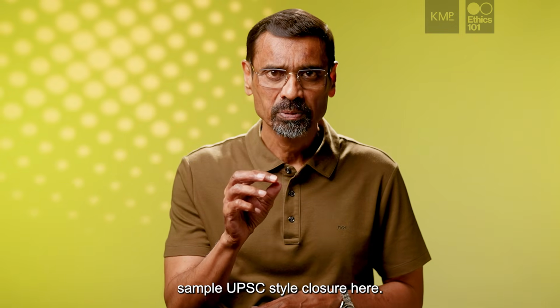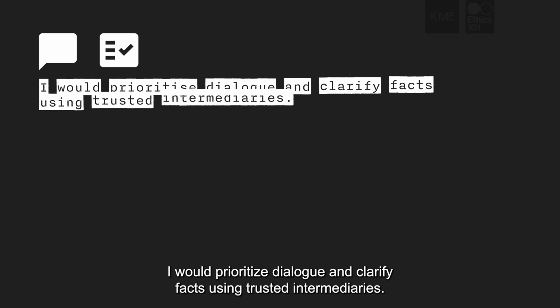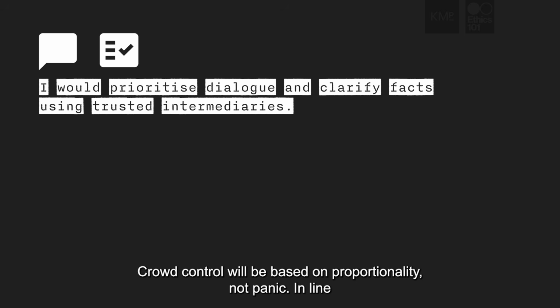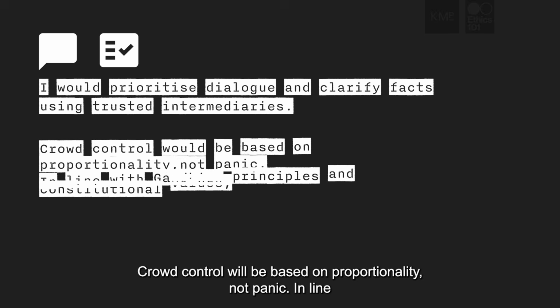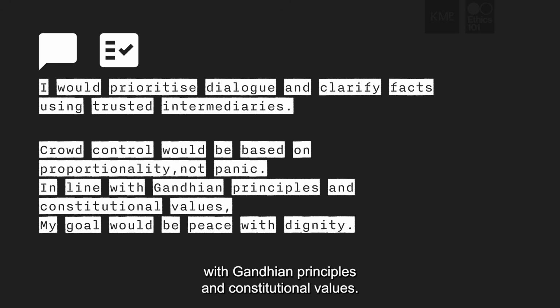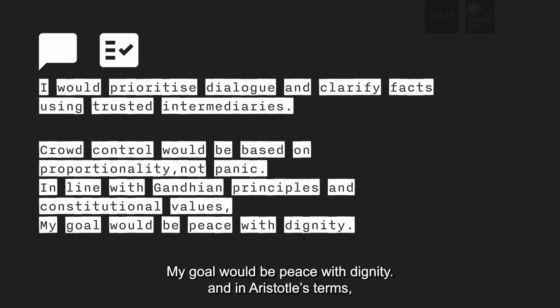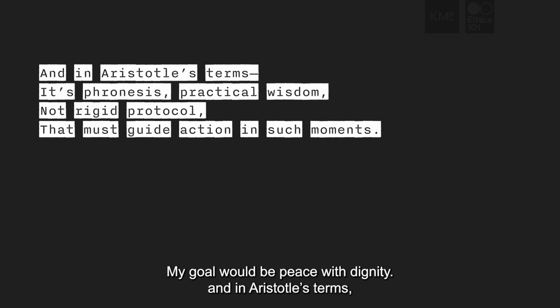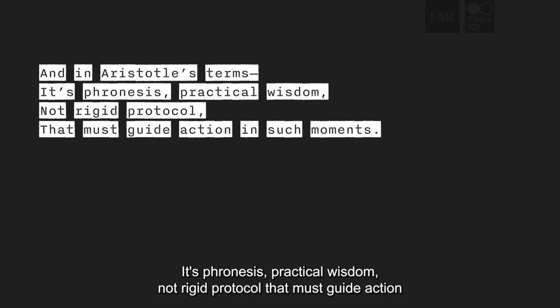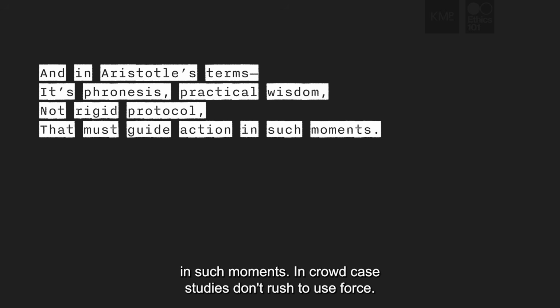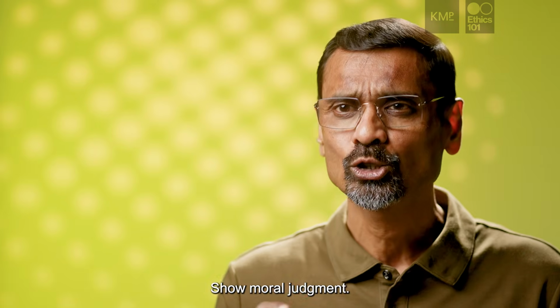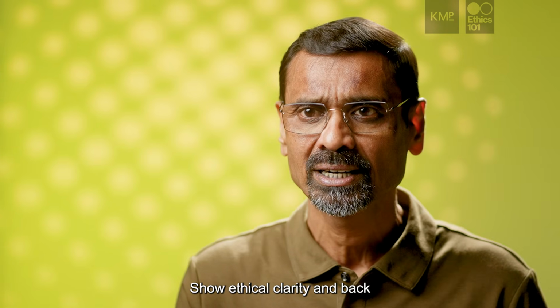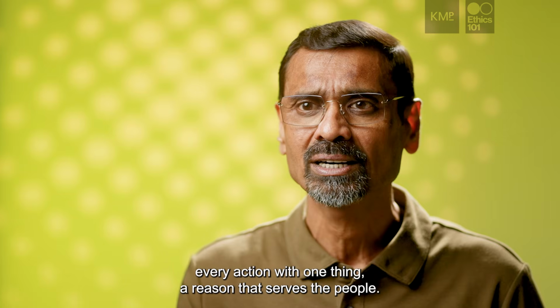I'll give you a sample UPSC style closure here. I would prioritize dialogue and clarify facts using trusted intermediaries. Crowd control will be based on proportionality, not panic. In line with Gandhian principles and constitutional values, my goal would be peace with dignity. And in Aristotle's terms, it's phronesis, practical wisdom, not rigid protocol, that must guide action in such moments. In crowd case studies, don't rush to use force. Don't hide behind orders. Show moral judgment, show ethical clarity, and back every action with one thing, a reason that serves the people.